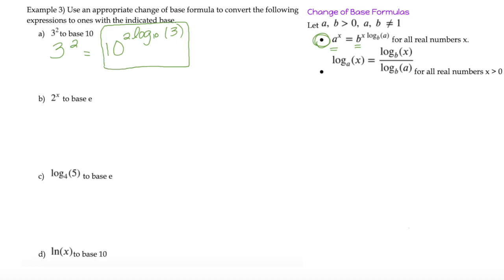Leaving it in its exact form, not going ahead and turning that into a decimal, although it wouldn't be a decimal, it would still be 9. Because 3 squared is 9. If you were to put that into the calculator, you would still get 9 as well.